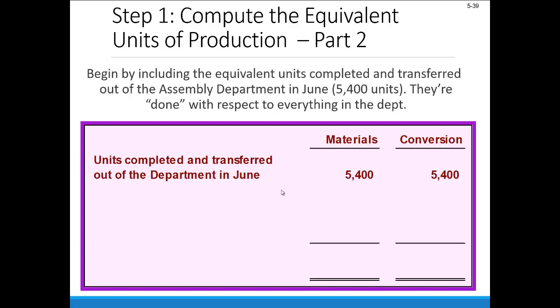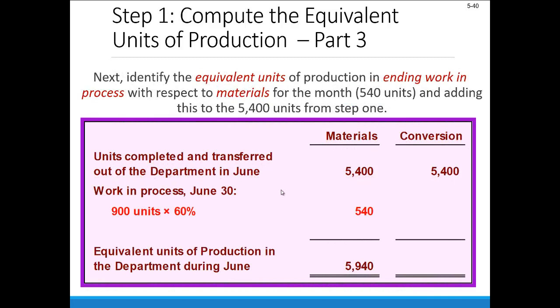Now to that, we're going to add our ending work in process. In the case of this particular assembly department, they had 900 physical units in ending work in process. Those things were 60% done with respect to materials. So 900 times 60% means equivalent units of 540 with respect to materials. Again, very much want to stay in the habit of doing these things separately with respect to materials and conversion, since oftentimes they will have different completion rates.